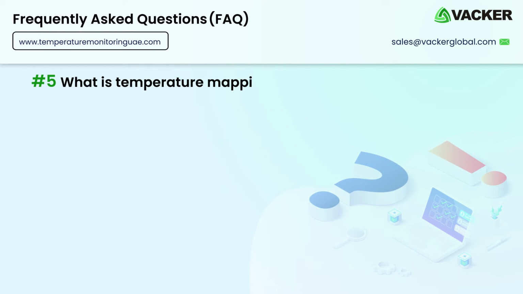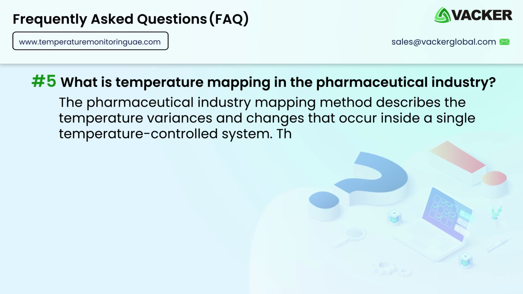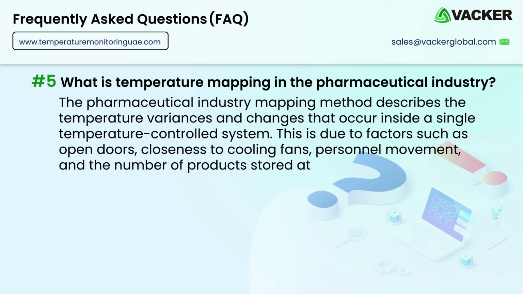What is temperature mapping in the pharmaceutical industry? The pharmaceutical industry mapping method describes the temperature variances and changes that occur inside a single temperature-controlled system. This is due to factors such as open doors, closeness to cooling fans, personnel movement, and the number of products stored at any particular time.